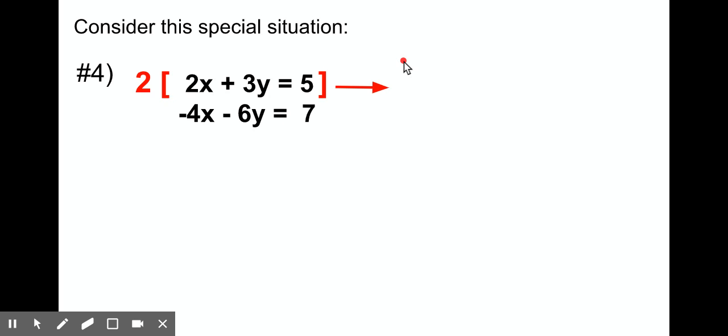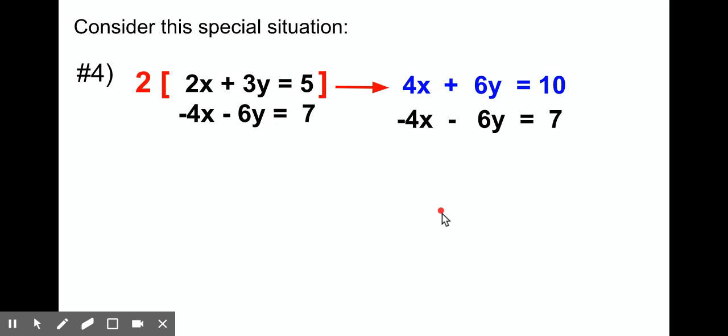So here are the answers we're going to get. 2 times 2x is going to give you 4x. 2 times 3y is going to give you, 2 times 3 is 6, so 6y. And 2 times 5 is 10. Next, you're just going to bring over this equation. You're not going to change anything about it. Bring it over. And now you're going to combine these two.